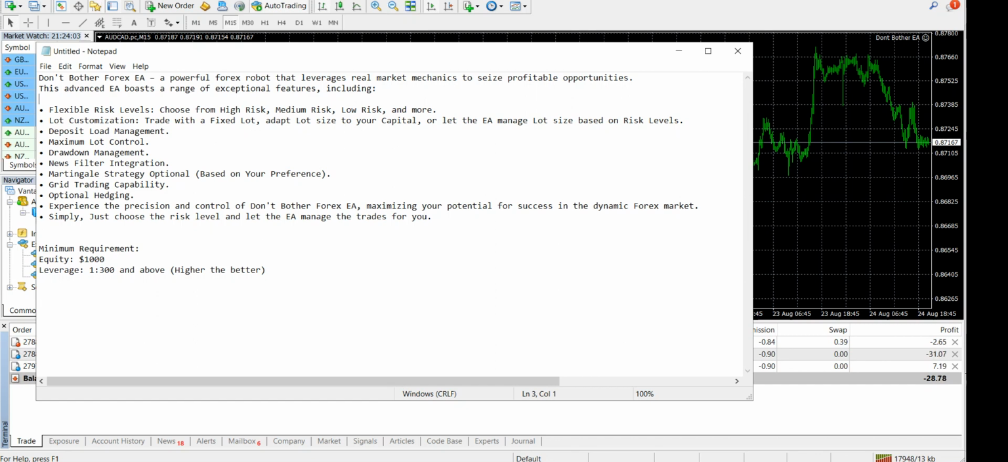Grid trading, yes, it uses grid. And hedging is optional again. That's pretty much it. There are many other features, but these are the ones that I would like to highlight.